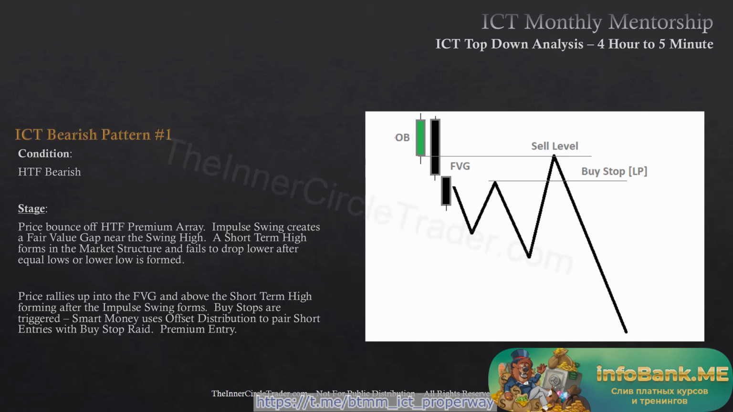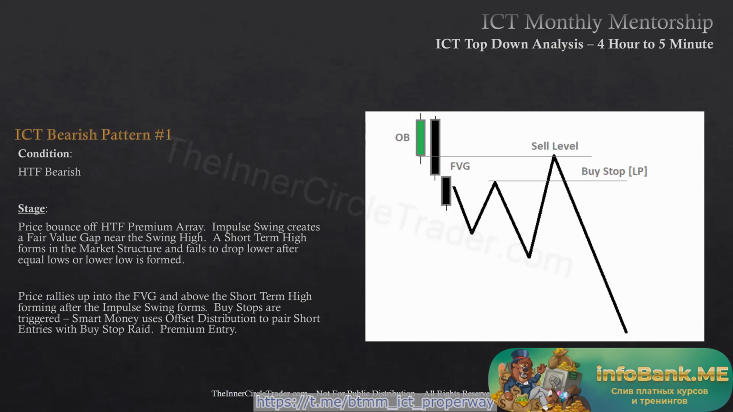If you use the high of the order block, or whatever the highest high is at that swing high, down to the lower swing that failed to go much lower before it comes back and hits the fair value gap, that's your impulse swing, and the retracement back up to the sell side level or entry is the bearish order block. So the pattern, just in reverse of what we saw of ICT bullish pattern number 1, is I'm selling short at a bearish order block.